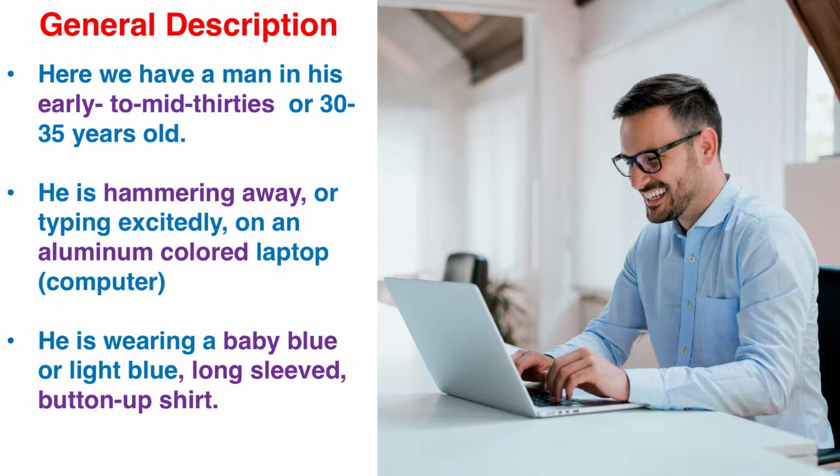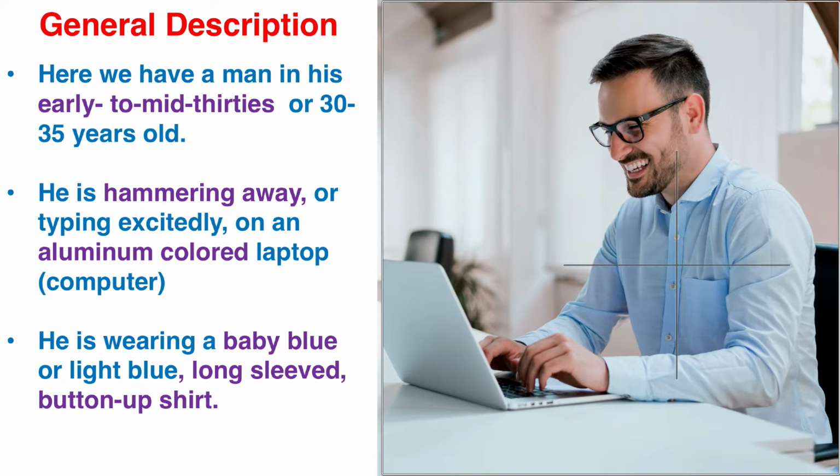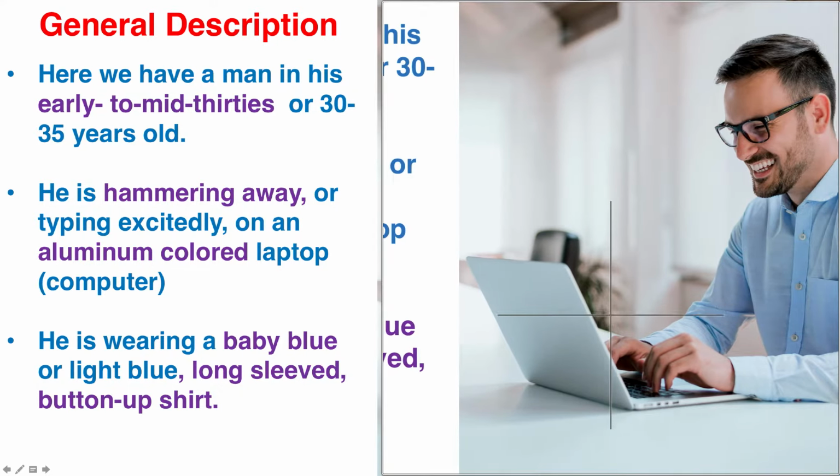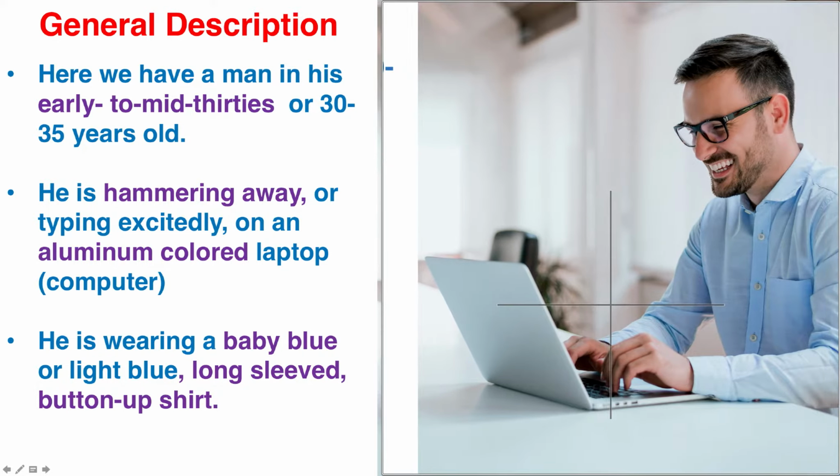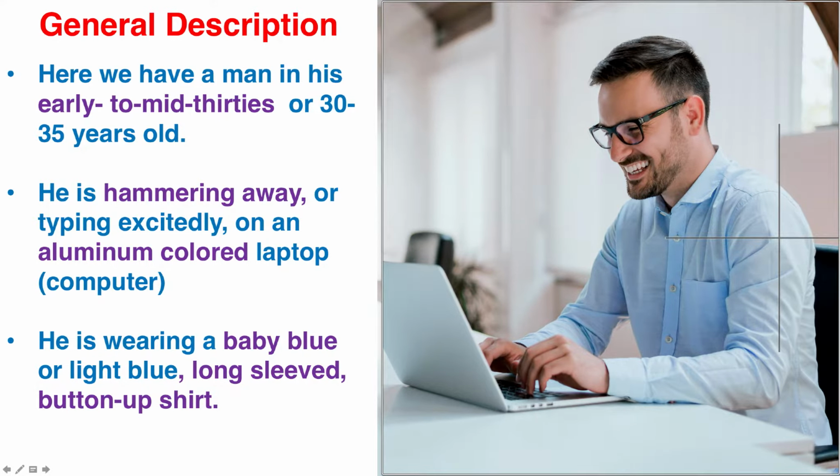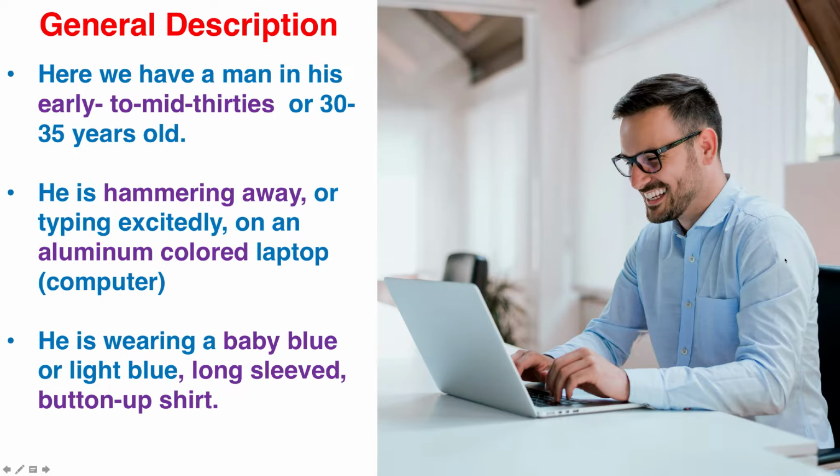Next, let's talk about his general description. So here we have a man in his early to mid 30s, or you could say 30 to 35 years old, or 30 to 35 years of age. He is hammering away or typing excitedly on an aluminum colored laptop. So hammering away. He's really excited about something. And then anything that is this color here, you can refer to as being aluminum colored because it looks like the metal aluminum, or aluminium if you're British.